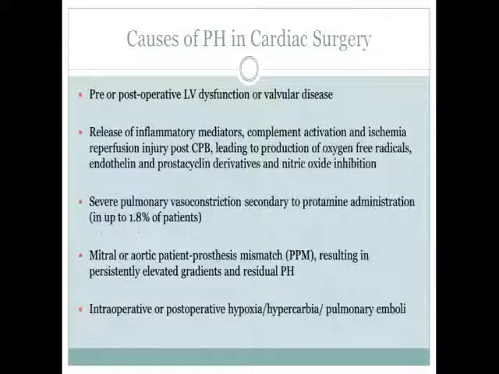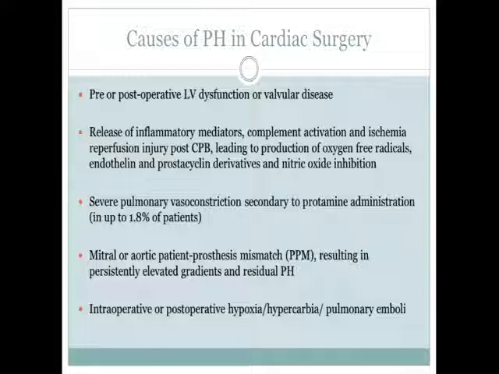And then in cardiac surgery specifically, in addition to what we talked about, there are a few other reasons why patients can have pulmonary hypertension or worsening of their pulmonary hypertension. Like I mentioned already, they could have pre-operative LV dysfunction, whether it's from valvular disease, from heart failure, or secondary to non-valvular disease, like ischemic. You can get ventricular dysfunction post-bypass. And we talked about the inflammatory mediators.